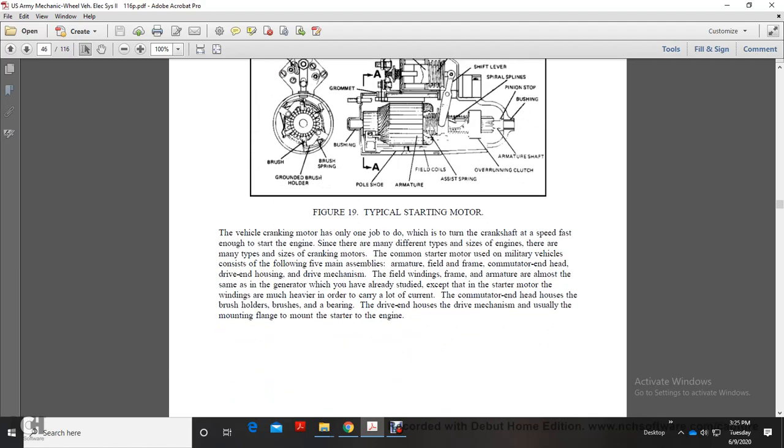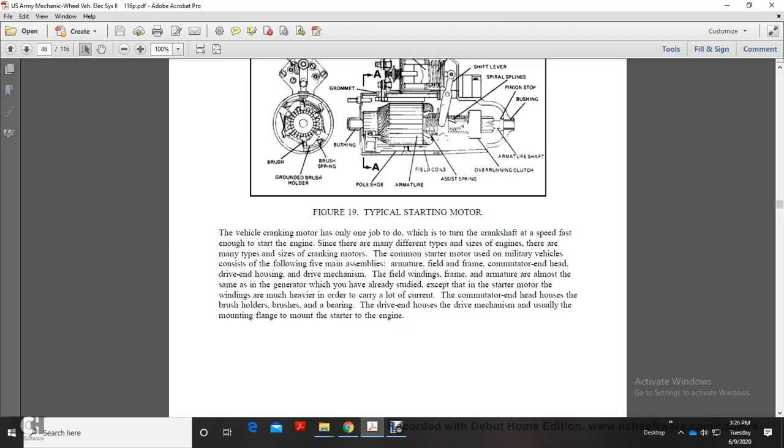The vehicle cranking motor has only one job to do: turn the crankshaft at a speed high enough to start the engine. There are different types of engines, and there are many types of cranking motors. The common starter motor of a military vehicle consists of the following five main assemblies: the armature, the field frame with windings, the commutator end housing, and the drive mechanism.